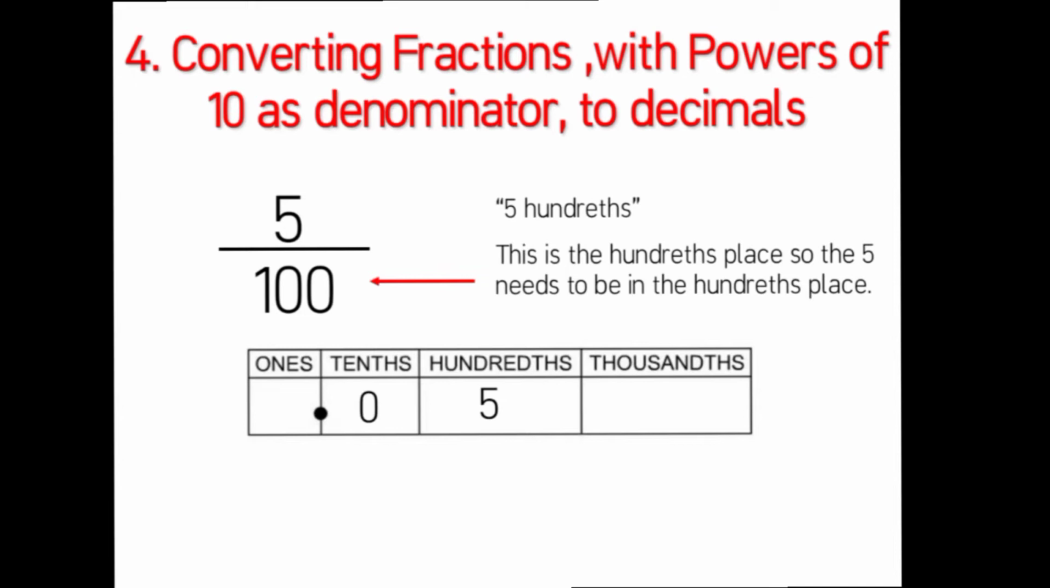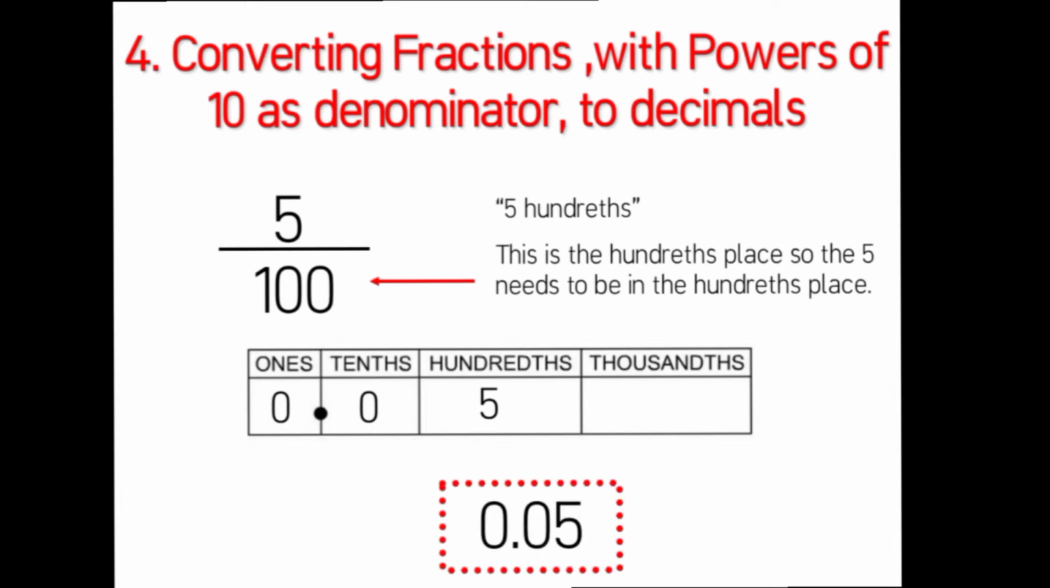And then, wala ring whole number. So, si ones ay 0 din. So, final answer is 0.05.